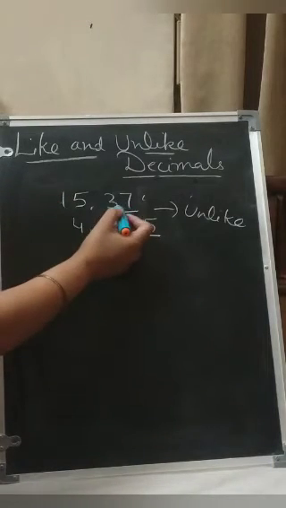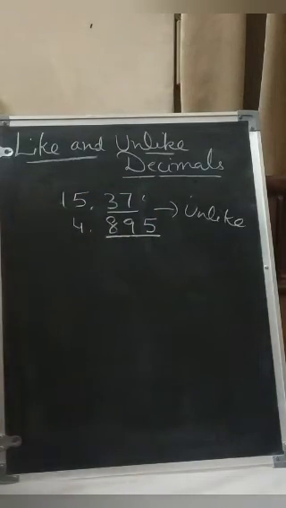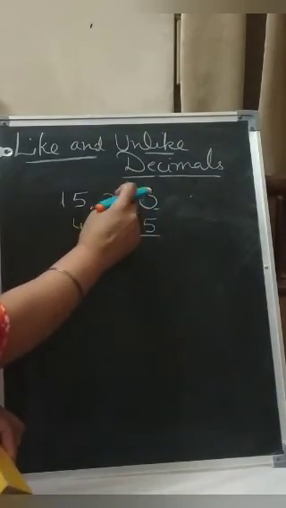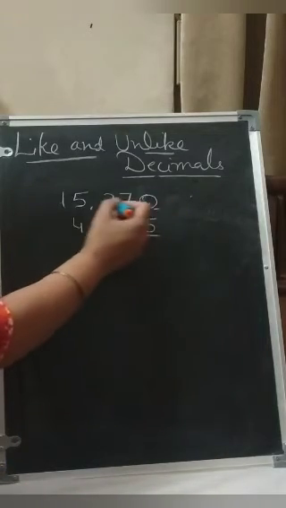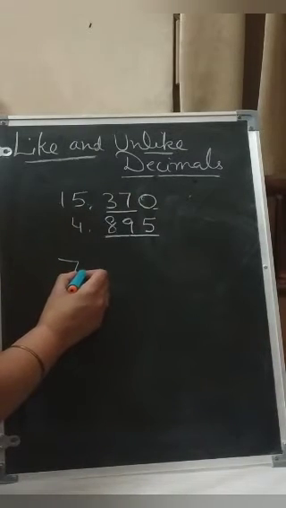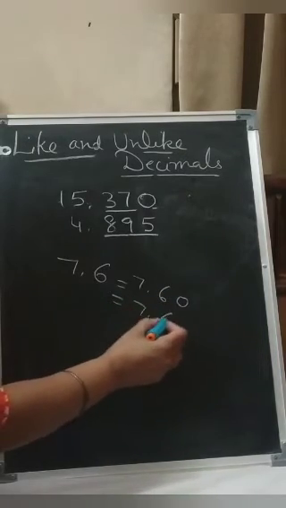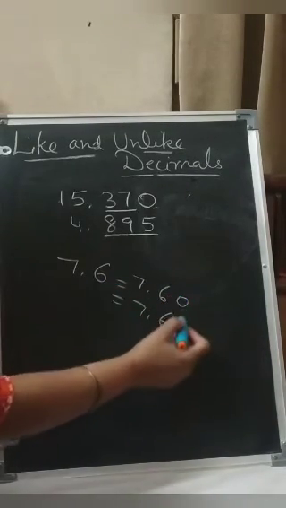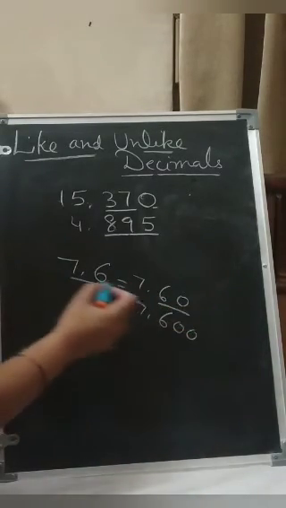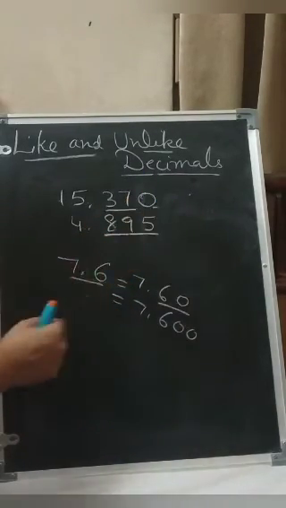But if we want to change unlike decimals to like decimals, what to do? We can put a 0 here. Then both become like decimals, because putting a 0 after the decimal makes no change in value. Suppose I am writing 7.6, I can write 7.60, I can write 7.600. So after the decimal we can put as many zeros, but the value will remain the same. This 0 will not affect the value of 7.6. So that's why we can change unlike to like decimals.